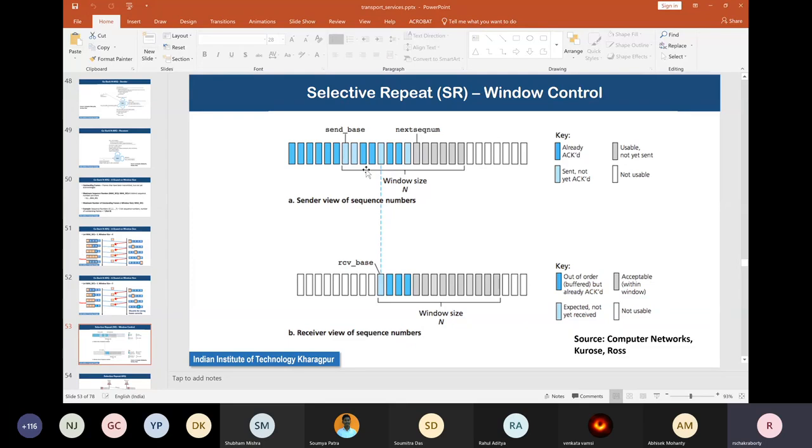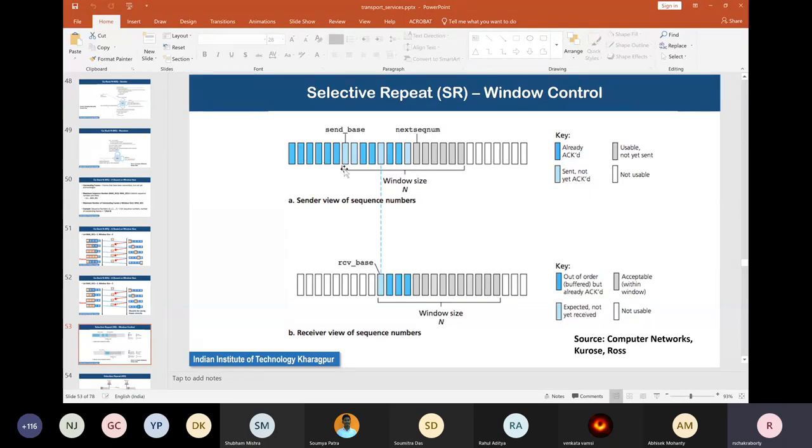Now, in between there are 2 segments for which I have sent and received the acknowledgement, because now I have the ability and the freedom to receive acknowledgements out of order. So if these are packet numbers, say 0, 1, 2, 3, let's see what the window size is.